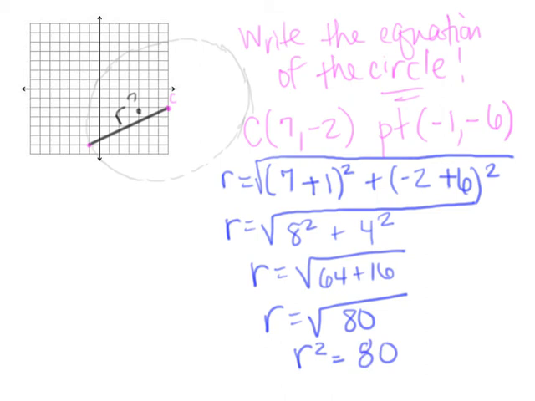So the equation of the circle is (x - 7) squared. Take note that I'm careful to pick the center and not the point. This is the first time where you have kind of two points up there. And by point, I mean the point on the circle as opposed to the point that's in the center. The point that I need is the center of the circle. So you don't want to make that mistake. So (x - 7) squared plus, and that's a -2, so (y + 2) squared will equal r squared, which is 80.